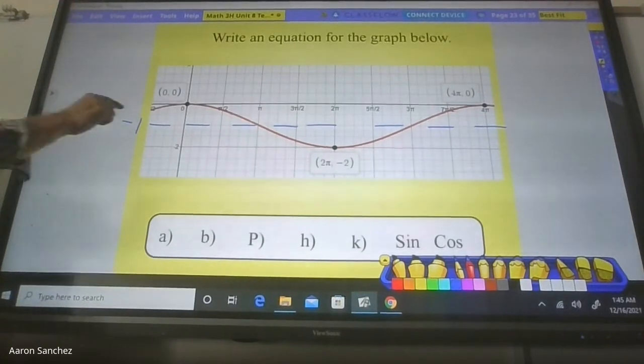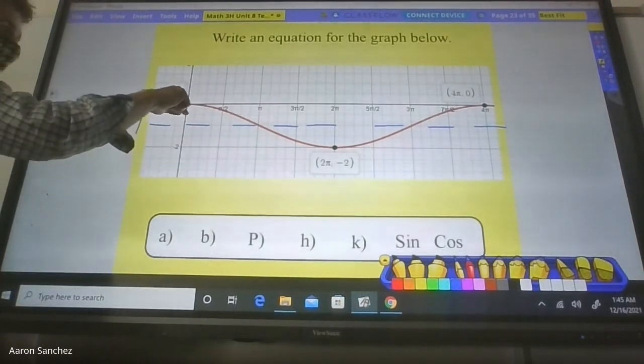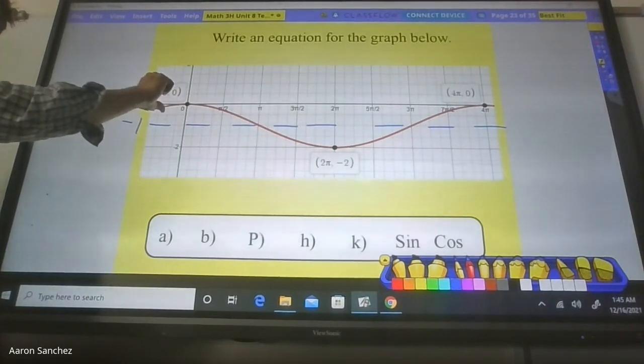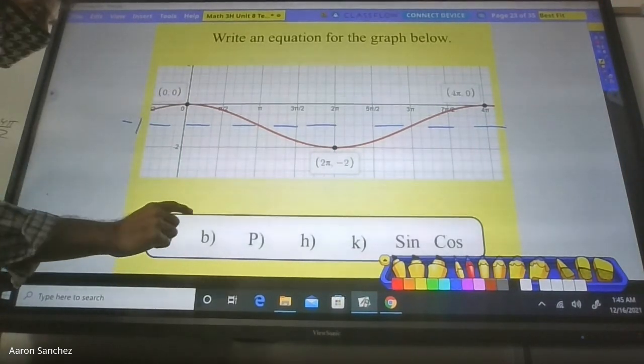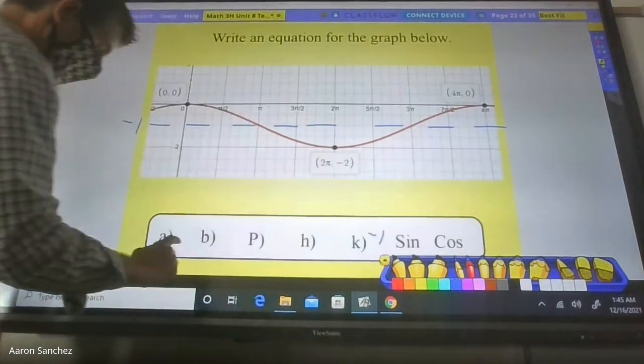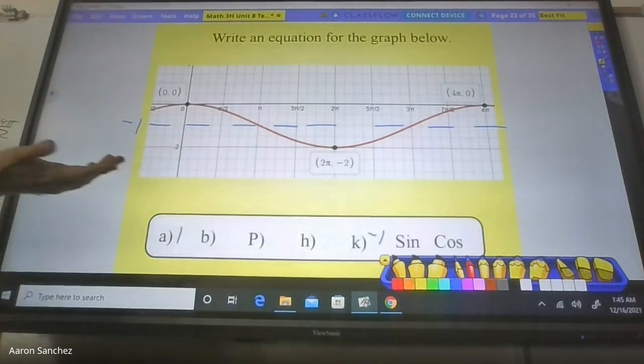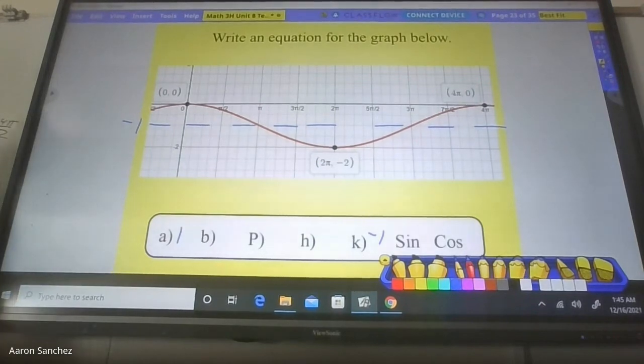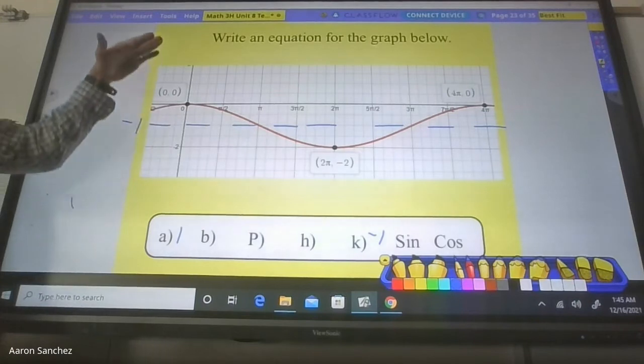Now, I go up 2 squares, but how much is 2 squares? 1. Okay, so I have here K is -1, and then my A is 1. So my A is 1, so that's easy. How do we know? Because my midline shifts down 1.